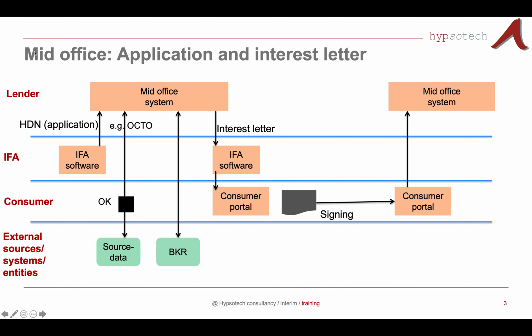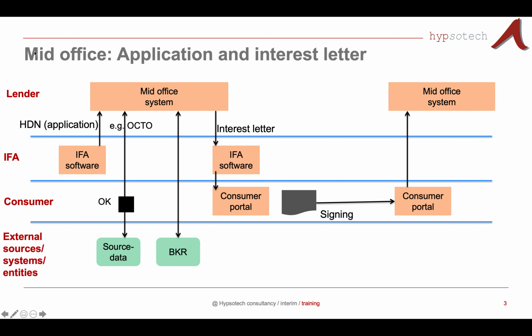This process flow is including an IFA. If we have mortgage advisors who are working for a bank and offering mortgages in the branch office, the process is a little bit different, but the majority of all the mortgages in the Netherlands are originated through IFAs. So this is the most common process.